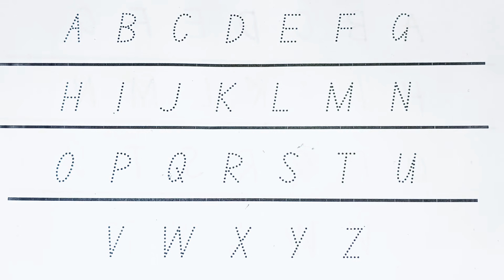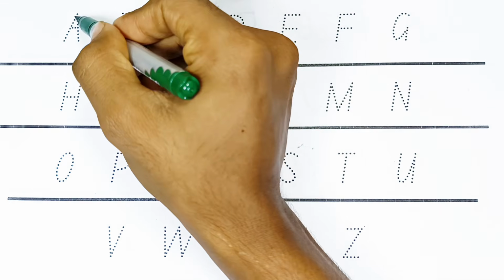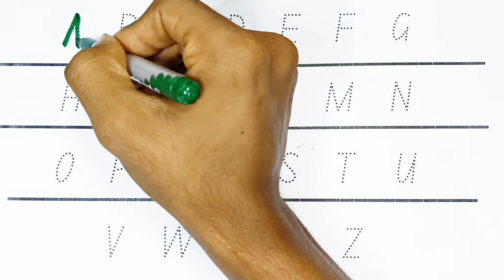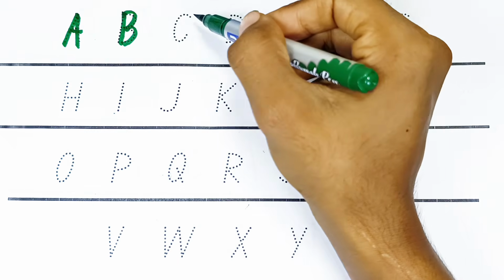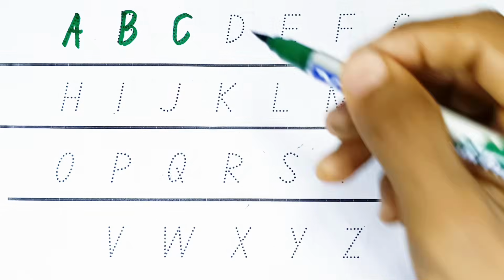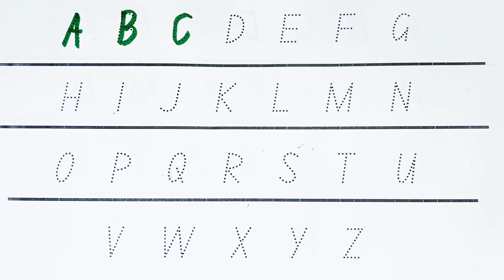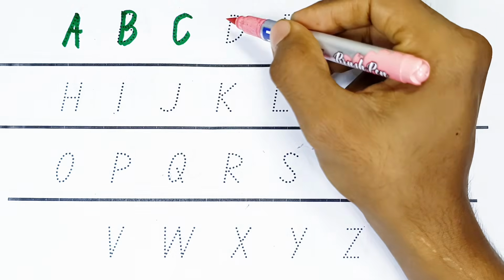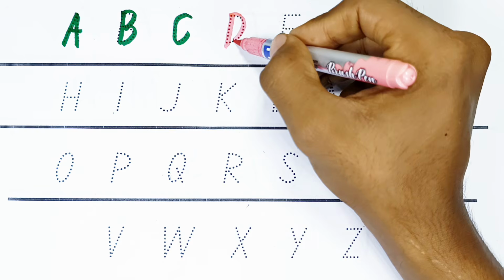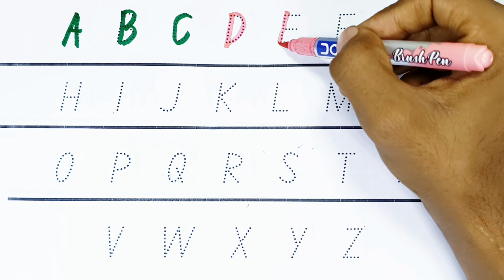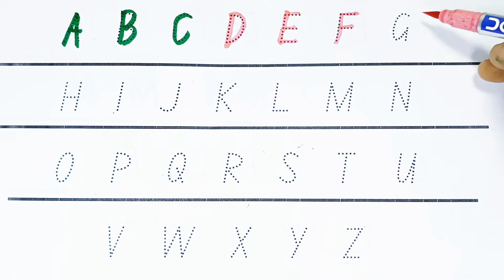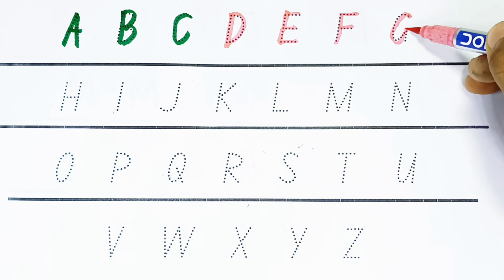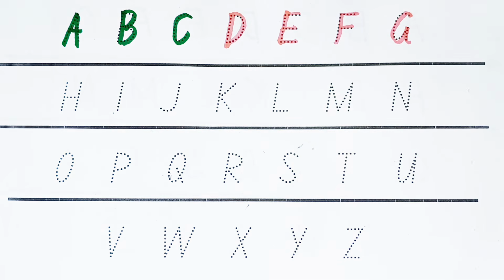So kids, now you draw A. A for apple. B for ball. C for cat. Kids, now you draw D. D for dog. E for elephant. F for fish. G for God. Kids, now you draw H.